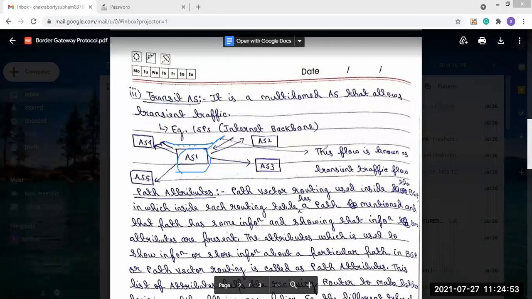So this is all about our transit autonomous system. And the last thing is the path attributes. This path attribute is the vector routing, and it is used inside BGP. Details about the path attributes, the BGP sessions, and the types of packets in BGP, along with their format, we will see in the next class, tomorrow.